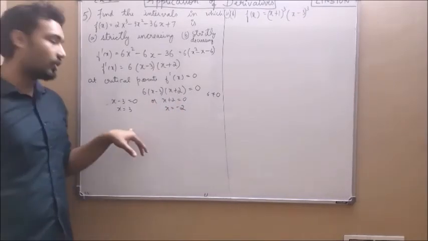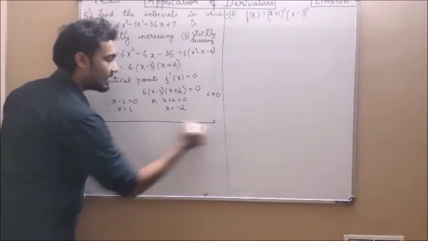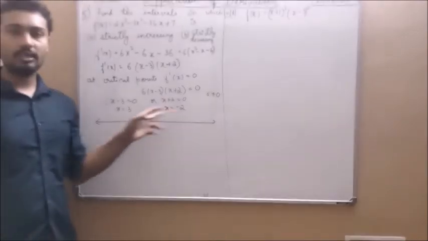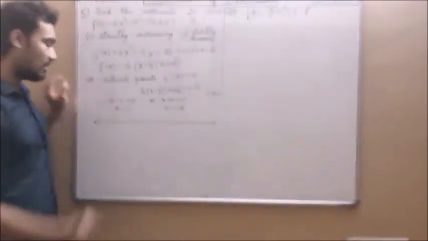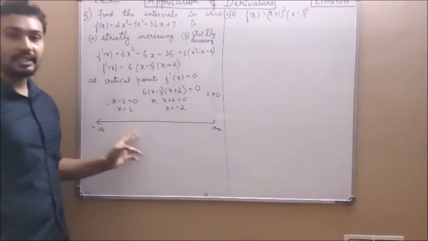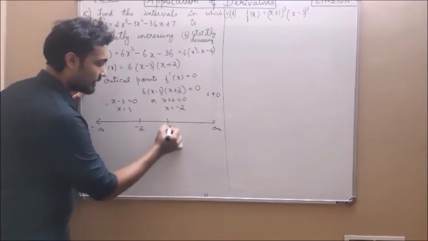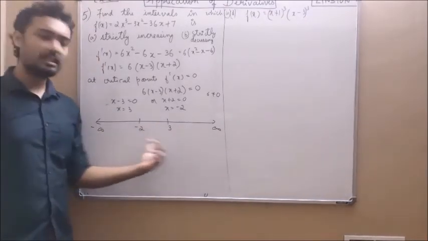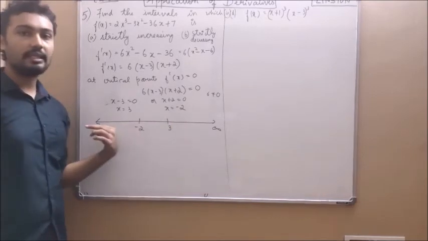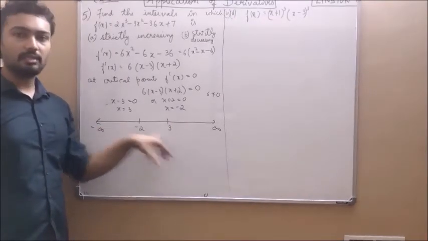So these are the critical points, where we are getting x equal to 3 or x equal to minus 2. These critical points divide the real line R, minus infinity to plus infinity, into intervals. So take the points minus 2 and 3. This is the real line R, real numbers, and these are the critical points.